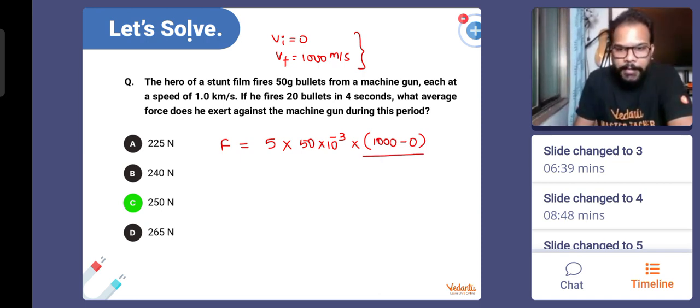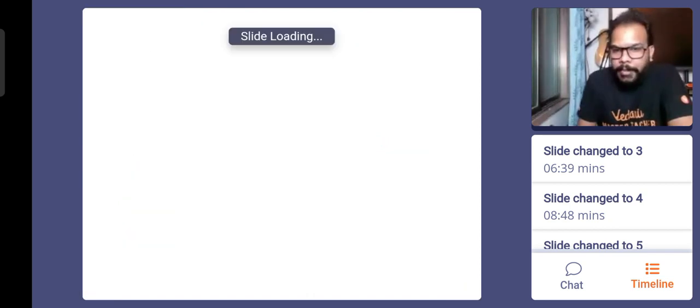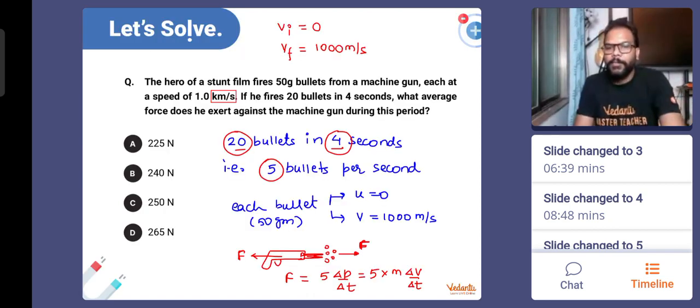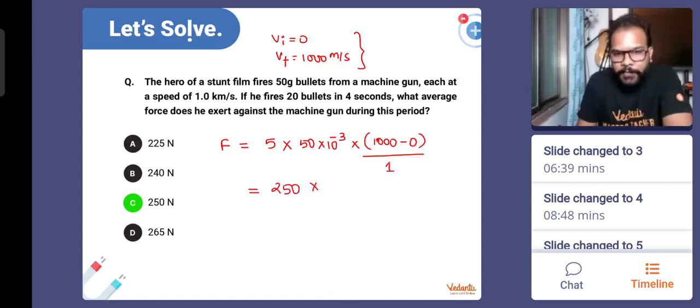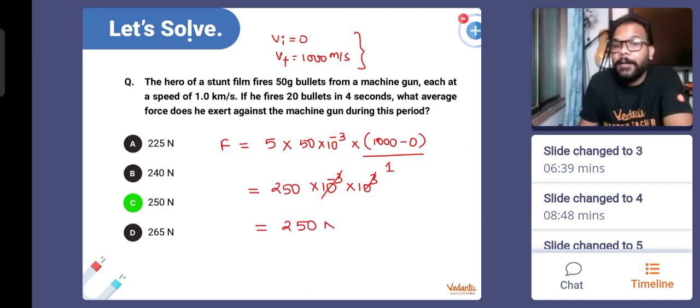It is not a quiz. It is definitely a normal question, divided by 1 second. If you take 4 seconds in the denominator, how many bullets will you be writing? 20. But overall 20 by 4 will anyway be 5. Getting my point? So I've taken 5 directly for that. So 250 into 10 to the power minus 3 into 10 to the power 3. So how much force is applied in 1 second?